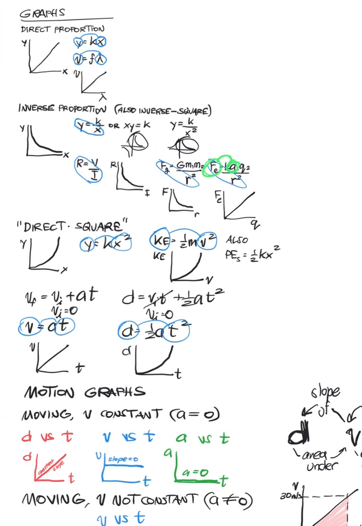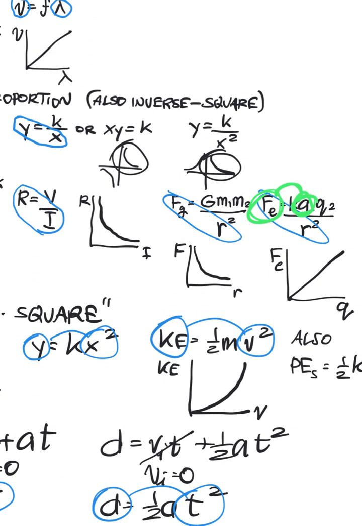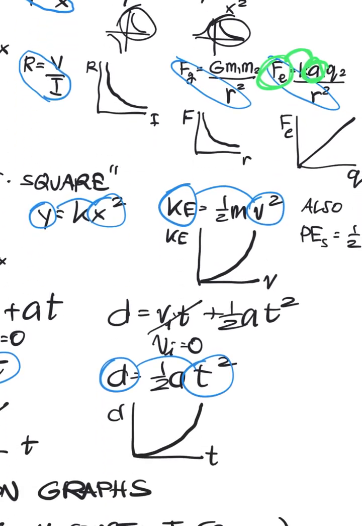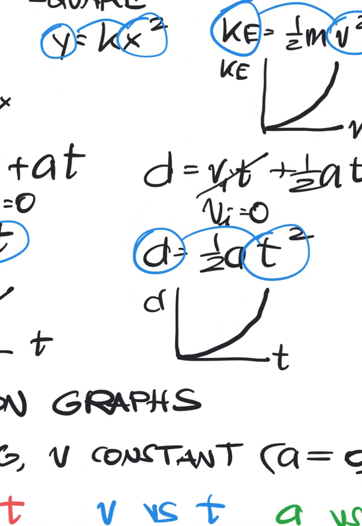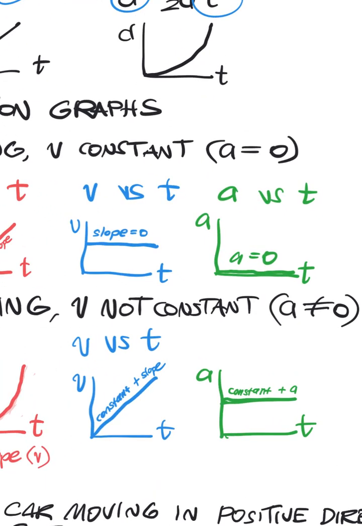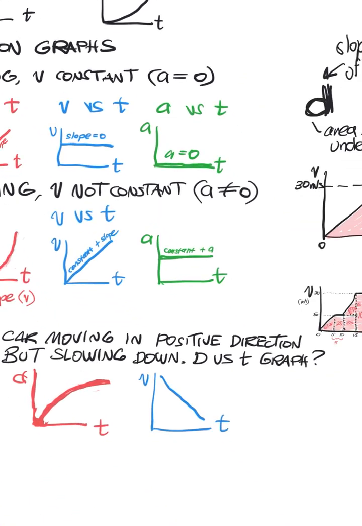And so again, we have direct and inverse proportion relationships there. We have direct square and inverse square, looking like those curves, but they're examples. This is a motion graph tie-in about velocity versus time having a constant slope, but displacement versus time when accelerating having an increasing slope. These are the common situations: constant velocity and then not constant velocity, or no acceleration and yes acceleration.